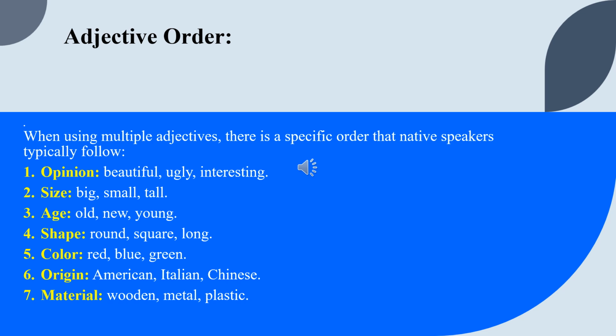The fourth arrangement is you put the shape of the something, whether it is round, square, long, etc. Then comes the color, whether it is red, blue, green, and so on. The sixth order is the origin. From where? Is it American? Is it Italian? Is it Chinese? And so on. And the last order is the material, whether it is wooden, metal, plastic, and so on.